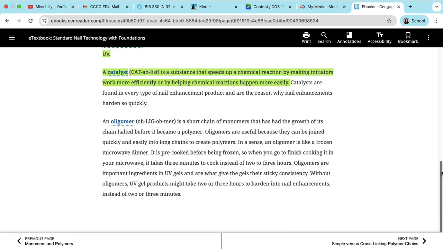Oligomer: an oligomer is a short chain of monomers that has had the growth of its chain halted before it became a polymer. Oligomers are useful because they can be joined quickly and easily into long chains of polymers.